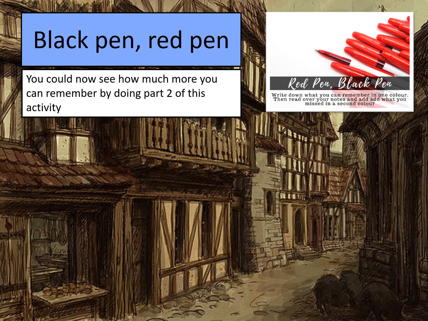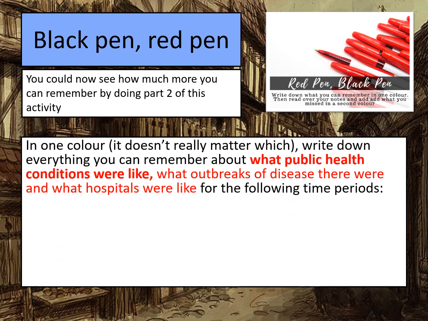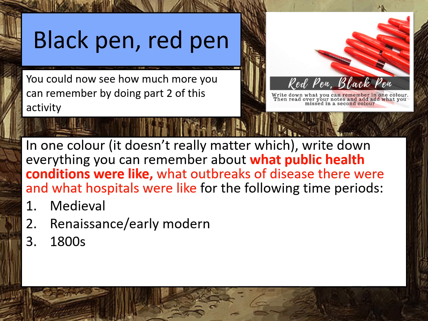You've now come to the end of the information on this revision video. Now, if you did the black pen, red pen start of this activity earlier, you might want to finish it off by having a go at adding in a second colour, everything you can now remember about those 4 periods when it comes to what public health conditions were like, what the outbreaks of disease were like, and also what hospitals were like in those 4 time periods as well.